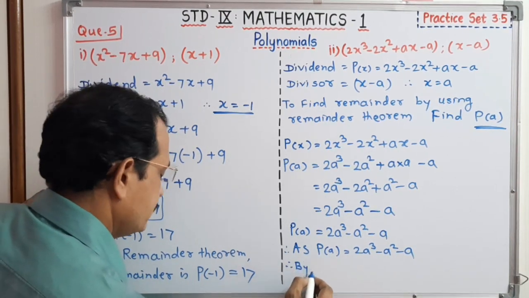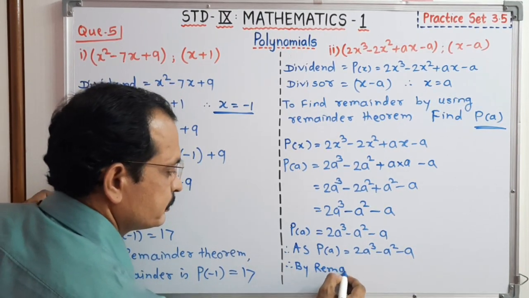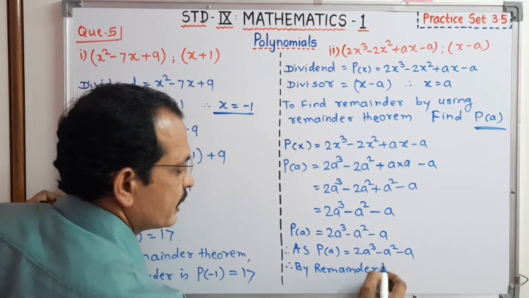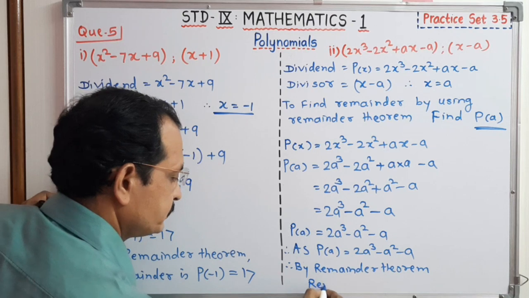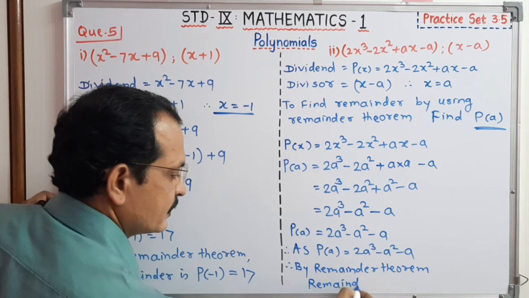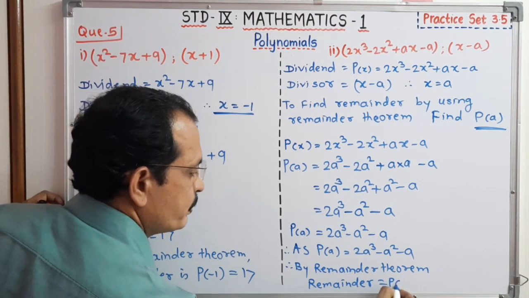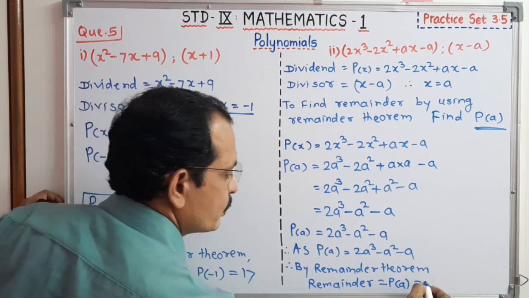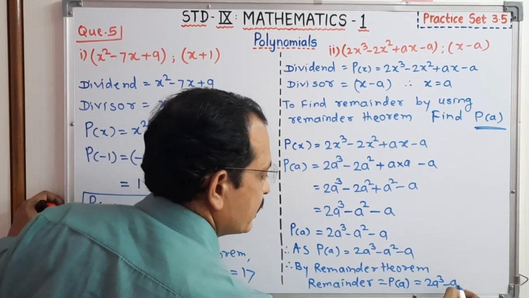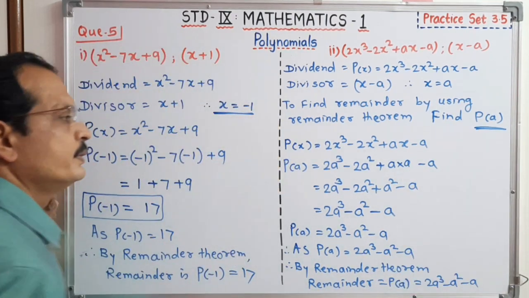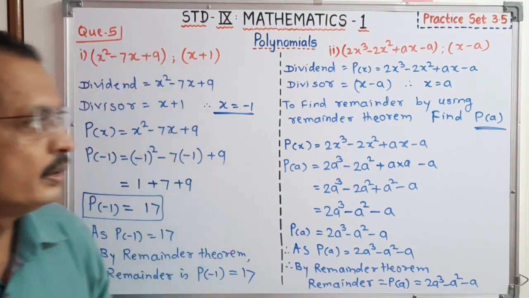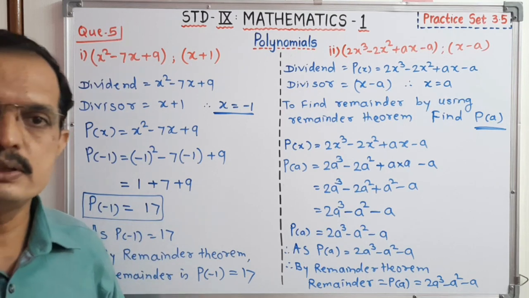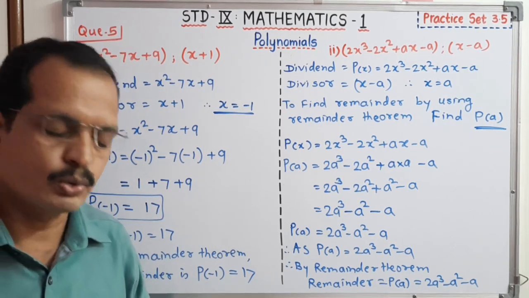Therefore by the remainder theorem, the remainder is equal to p(a), which is equal to 2a cube minus a square minus a. Very simple, very interesting. Now I think you can write this down in your notebook and go through this sum again.